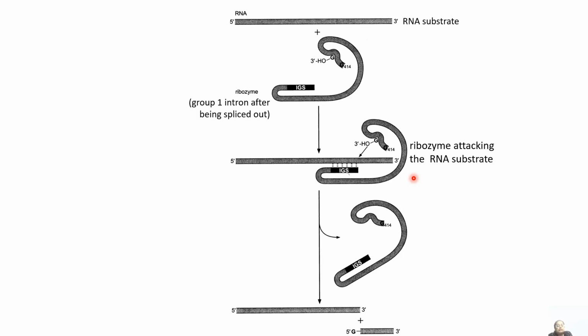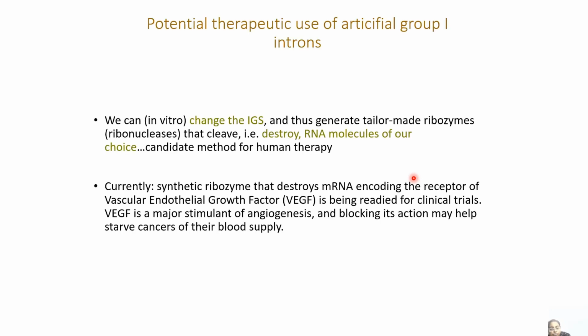You can see the summary of whatever we are discussing over here. The group 1 intron after being spliced out and the ribozyme attacking the RNA substrate.